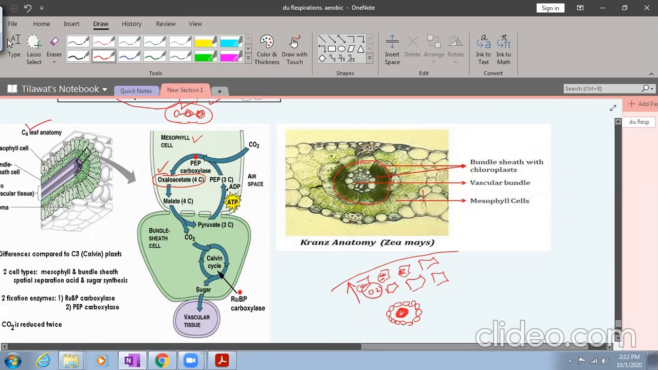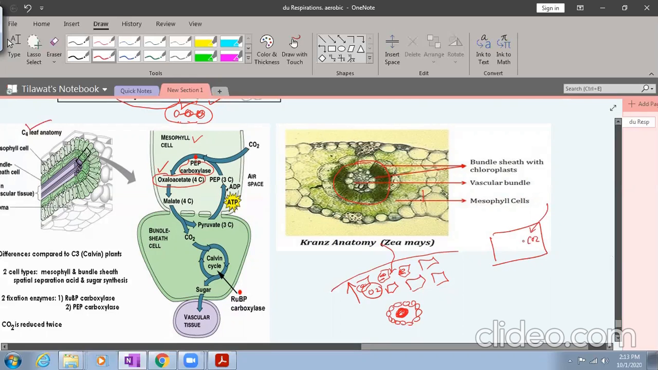That enzyme is called PEP carboxylase, phosphoenol pyruvate carboxylase. This enzyme is in the mesophyll cell. So let's suppose carbon dioxide enters this mesophyll cell, right? Carbon dioxide enters this mesophyll cell.